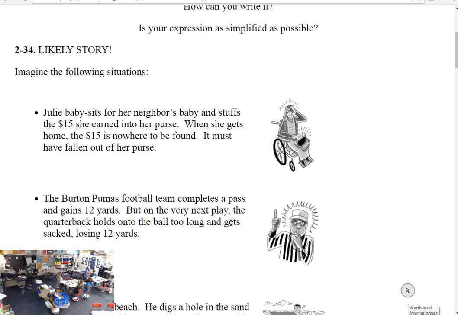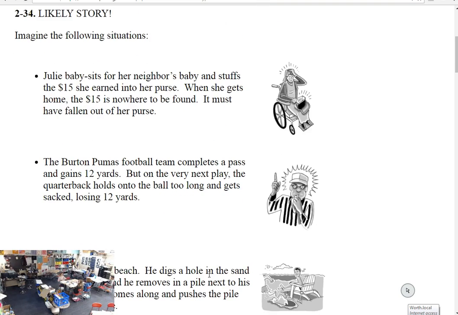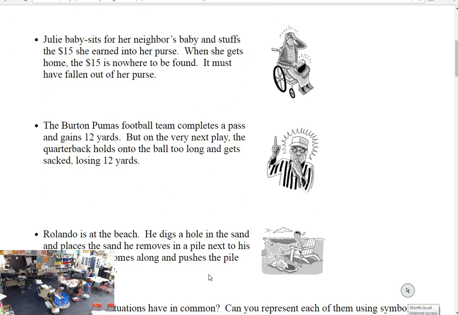Must have fallen out. The Burton Pumas football team completes a pass and gains 12 yards, but on the very next play, the quarterback holds on to the ball too long, gets sacked, and loses their 12 yards. And Rolando is at the beach, digs a hole in the sand, and we all know what happens then. Someone comes along and pushes the pile back in.